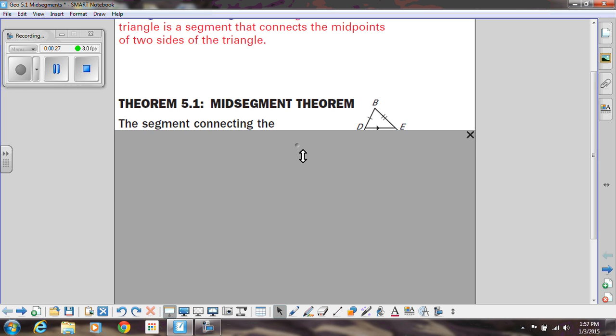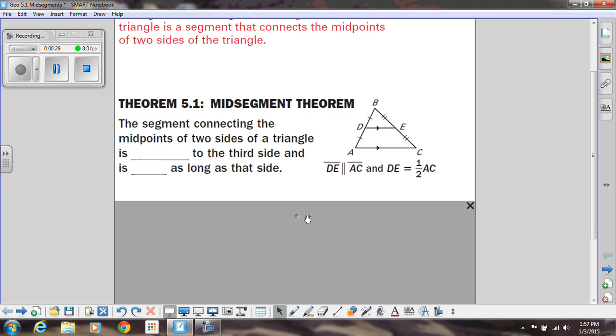The midsegment theorem says that this segment that connects the midpoints, the midsegment, and in this diagram, DE is our midsegment, is going to be parallel to that third side. So you notice that this segment DE is parallel to AC, and it is also going to be half as long as that third side, so DE is only half the size of the side AC.